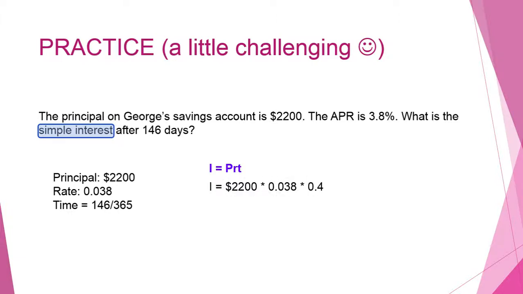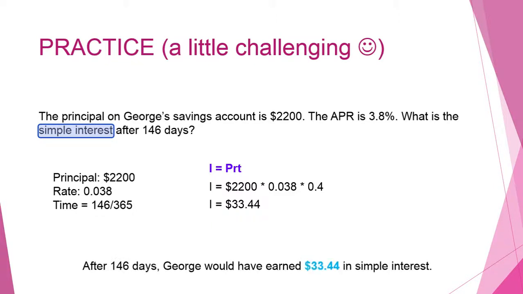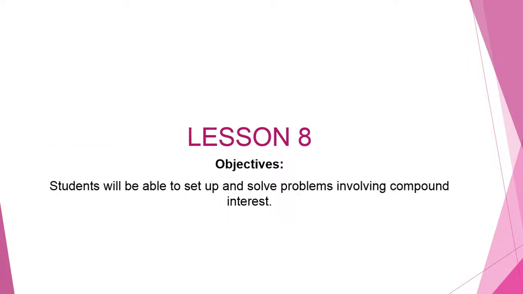So we plug in everything we know. 146 divided by 365 is 0.4, and that's why I put that in there. So the interest is going to be $33.44. So after 146 days, George would have earned $33.44 in simple interest. Alright, now we go on to lesson 8.